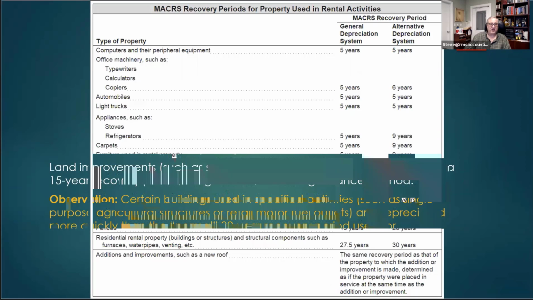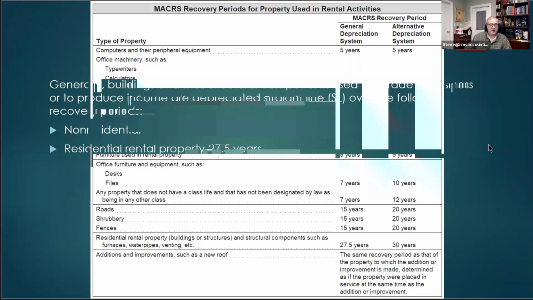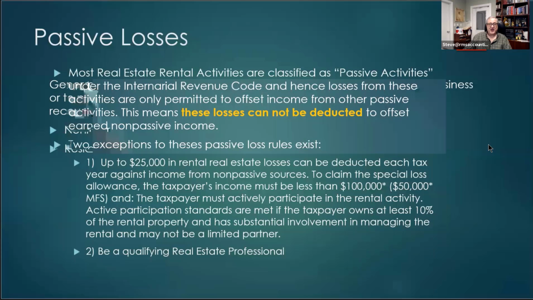Here's a list of depreciation. If you're doing computers, it's 5-year property. Automobiles, 5-year property. Carpet, 5-year property. Office furniture, 7 years. Just a short page to give you an idea and get you the information.